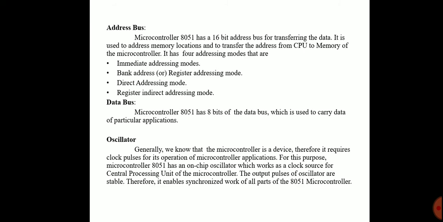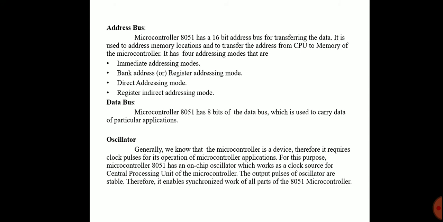There are four different modes of addressing: immediate addressing mode, register addressing mode, direct addressing mode, and register indirect addressing mode. These are the main addressing modes in the 8051 microcontroller. Now the data bus. The 8051 microcontroller has an 8-bit data bus, which is used to carry the data of a particular application.